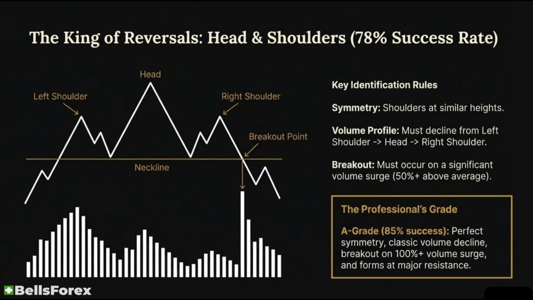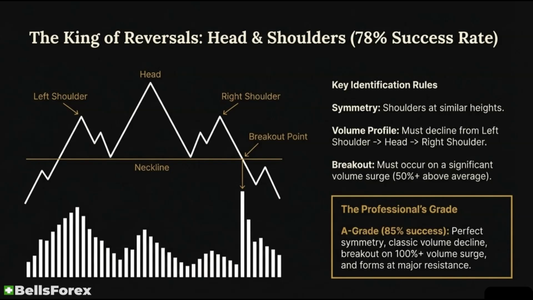Let's look at the psychology embedded in its 4 key components: the left shoulder, the head, the right shoulder, and the neckline. Okay, so the left shoulder is a strong rally, usually on high volume, which establishes a high point. Then it declines as people take profits. So far, that's just normal, healthy trend behavior.